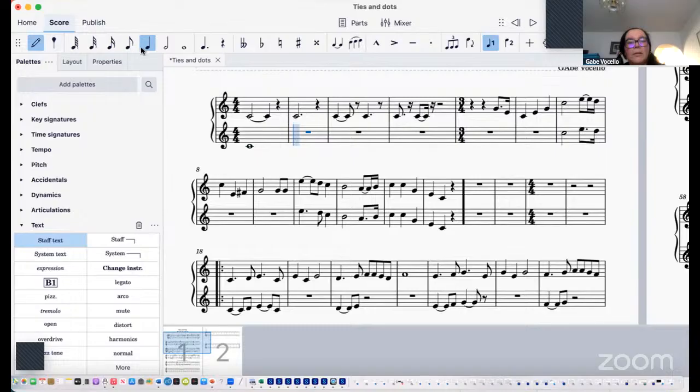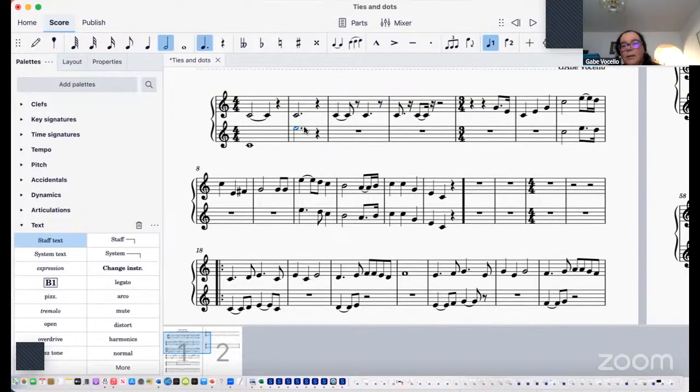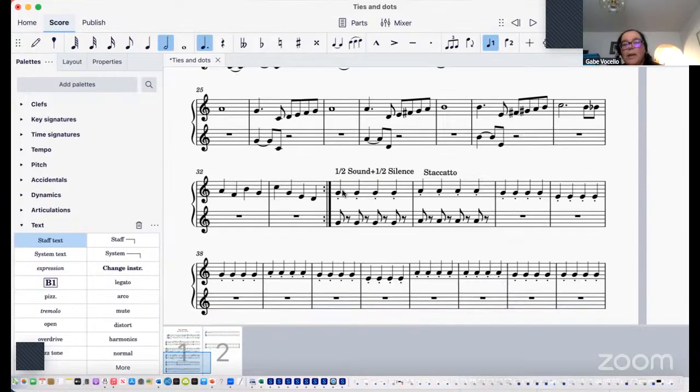Even if the stem is on the left side of the note head, the dot is on the right side of the note head. See, the stem is on the left side of the note head. Here, the stem is on the right side of the note head, but the dot, this augmentation dot, is on the right side of the note head. And the staccato is below the note head. So the staccato is half sound plus half silence. See? Equal parts.